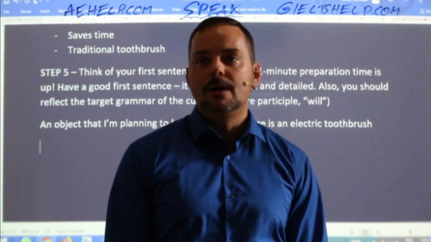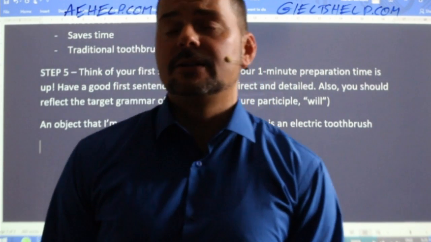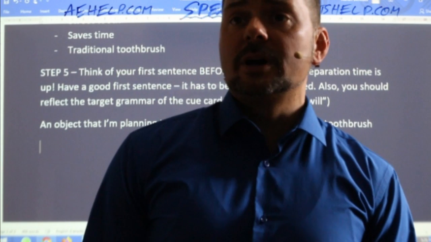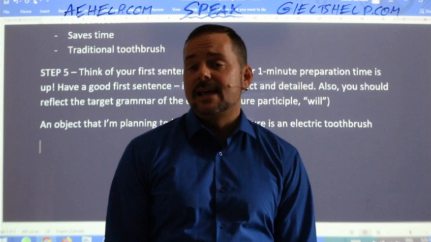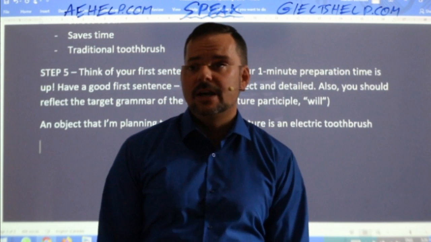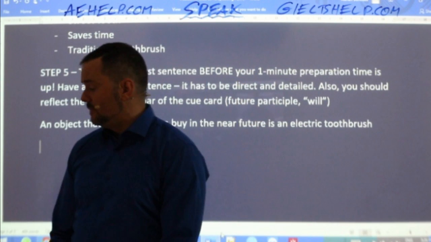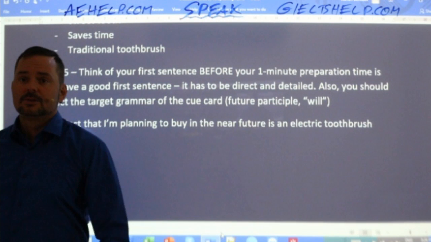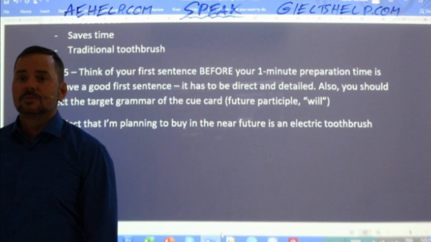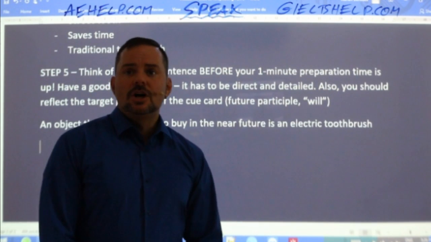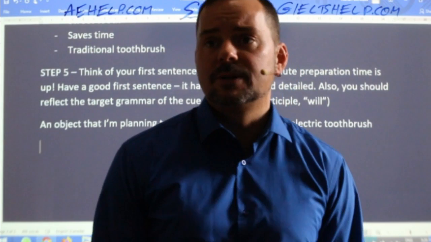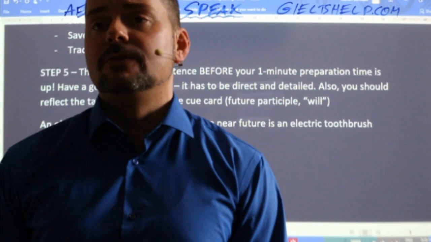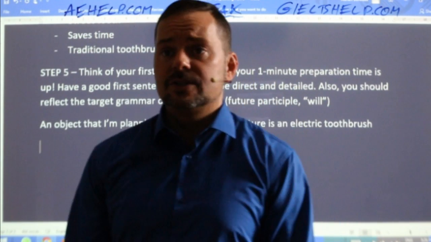Pavan says, an object which pops to mind is an electric toothbrush as it was suggested by my dentist. Pavan, that's nice. It's natural. It's original. Okay, and it's direct. That's a much better answer. An object which pops to my mind is an electric toothbrush as this was suggested by my dentist. John says, I will or I want to buy an electric toothbrush because it's a new item instead of using my old toothbrush. Sure, that's good too.